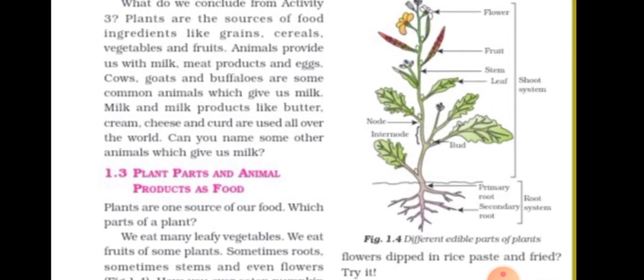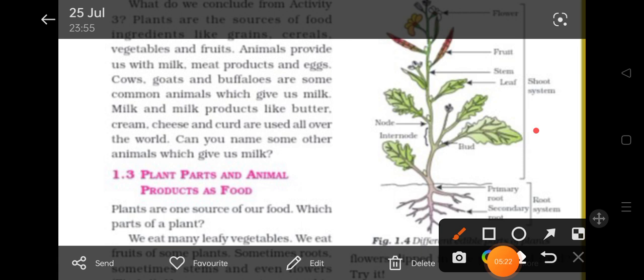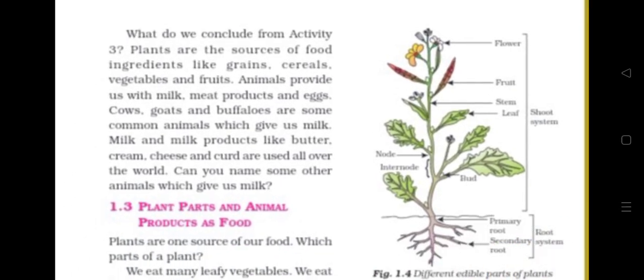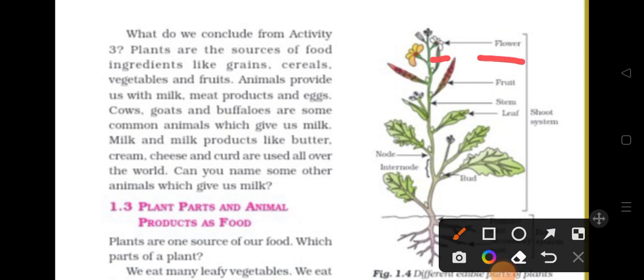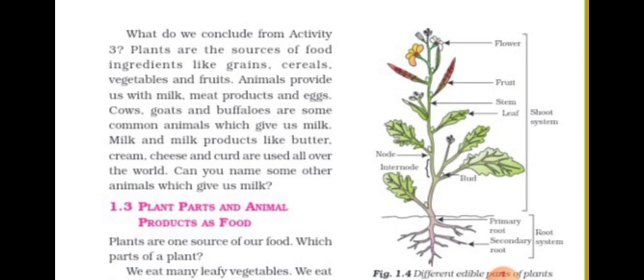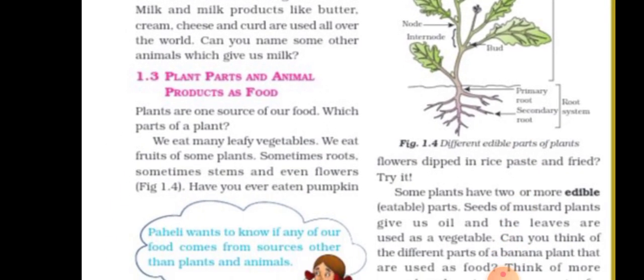Now see different parts of a plant. See here, one second. Okay, see, so this is flower, and this one fruit, this stem, leaf, bud, node, and internode. These are the shoot parts of a plant, and this is the root. So plant is mostly divided in two parts, shoot system and root system. Root system contains primary root and secondary root, but shoot system contains most of the parts of plant like flower, fruit, bud, stem, leaf. These are the shoot parts of a plant.